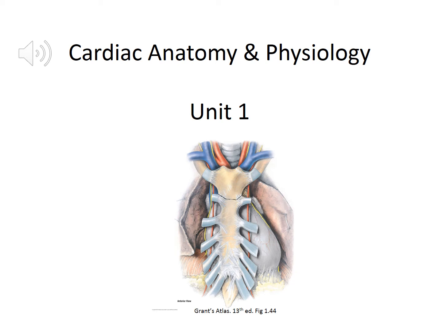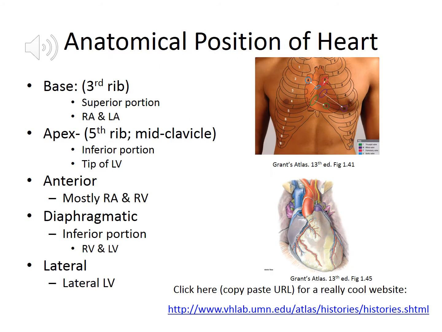This presentation reviews basic anatomy and physiology of the heart. The heart is located in the thoracic cage, primarily on the left side. Note that the base of the heart is located superiorly, while the apex is located more inferiorly.